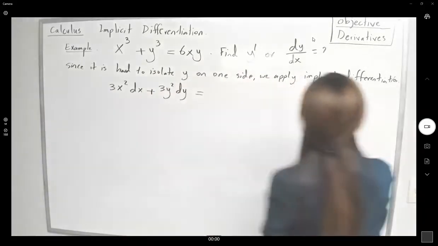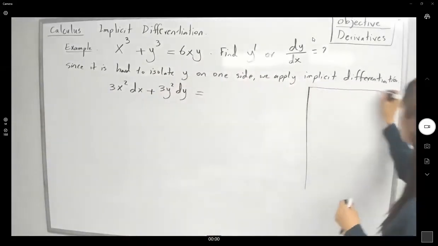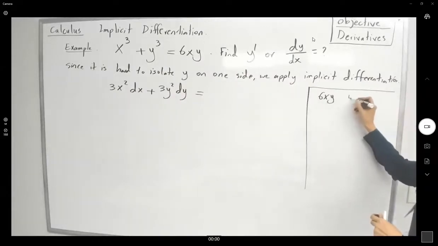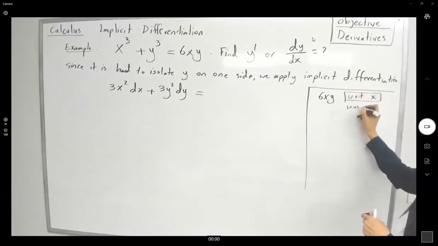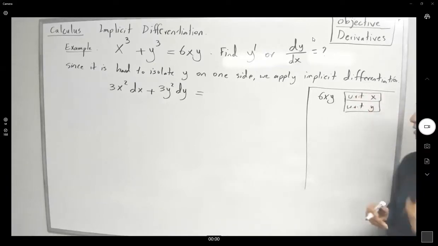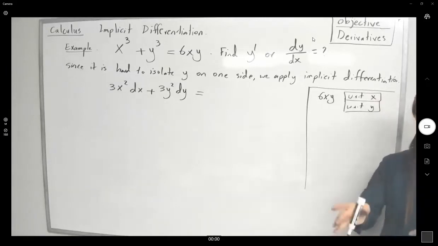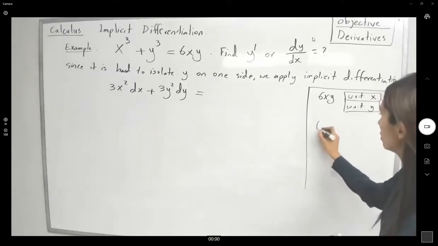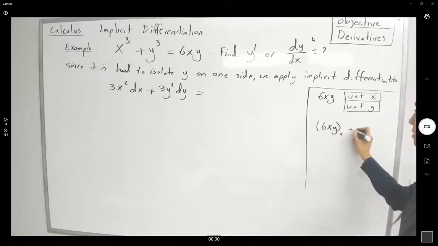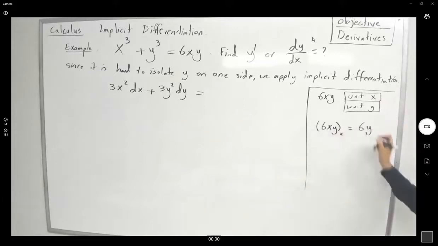But note that we have 6xy. We take the derivative with respect to x and with respect to y. So you have two variables involved here. If you want to take the derivative with respect to x, it means that your y is considered a constant. So the derivative of 6xy with respect to x is going to be just 6y.